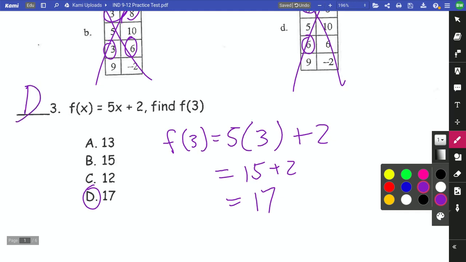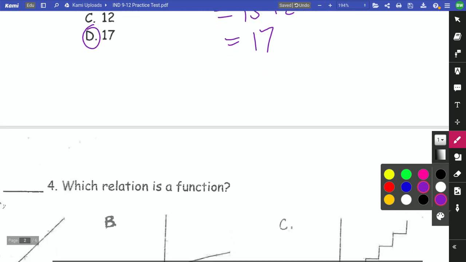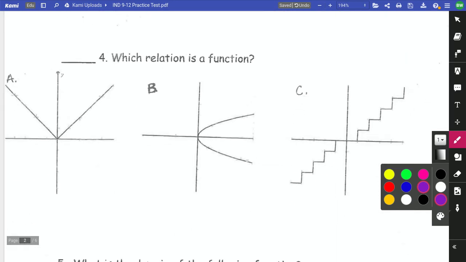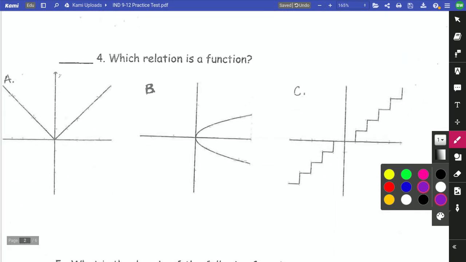Okay. Let's keep moving on. Which relation is a function? I like this problem. I like it because it fooled me for a second.